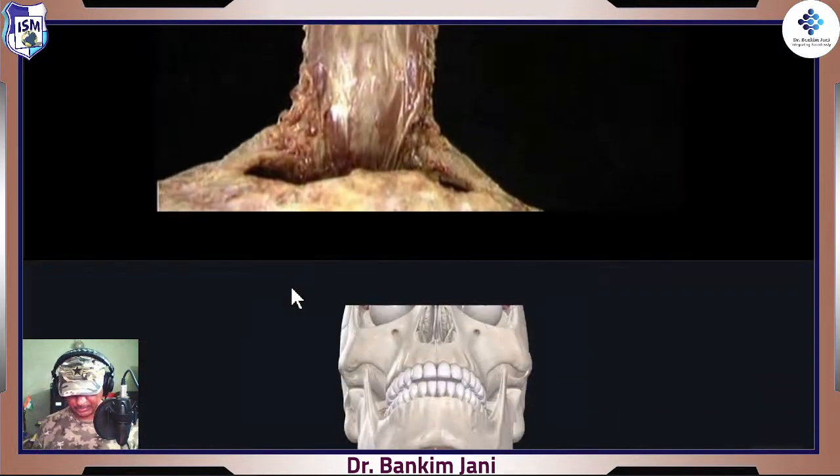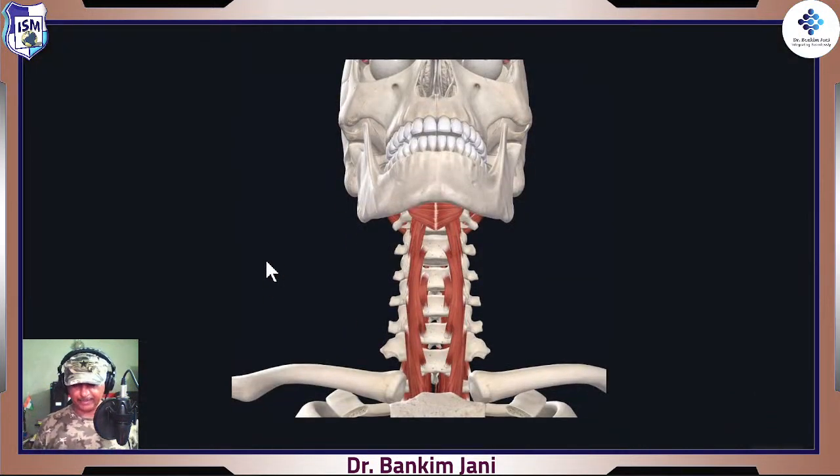Now, this is the anterior view. Let's skip this and come back to it after one image, because this would make much better sense. Mandible, such a big mandible is there. So this is the anterior view. The muscles which are connected over here are called long muscles, so we'll call them longus.